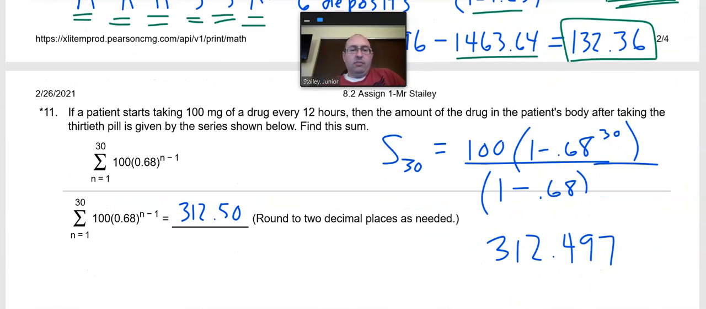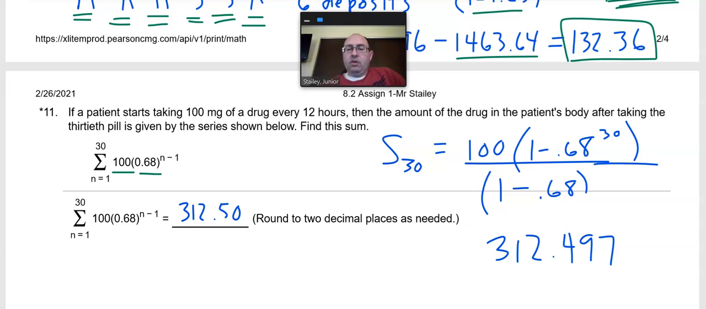Okay, question 11 here. Back to the drugs. Lots of drug questions. If a patient starts taking 100 milligrams of a drug every 12 hours, then the amount of the drug in the patient's body after taking the 30th pill is given by the series shown below. Find this sum. Okay, so it's geometric, right? We're starting with 100 milligrams. We've got 0.68, or 68%, of that left in the body by the time you take the next dose. And you're doing 30 different doses, right? So this is over a 15-day period because you're doing this every 12 hours.